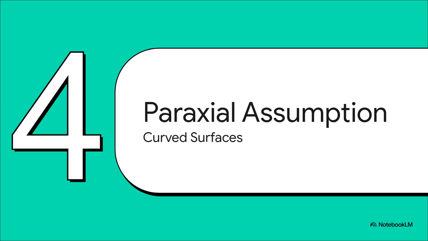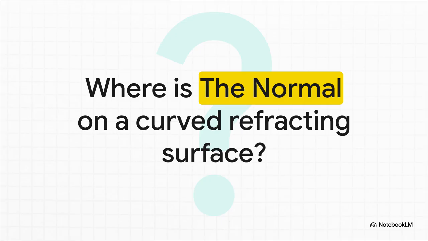All right, Section 4, the paraaxial assumption. Up to this point, we've only been talking about perfectly flat surfaces, but the human eye, and specifically the cornea, is decidedly not flat. So consider this rather significant problem. We established that Snell's law relies entirely on measuring against the normal, but on a curved surface, where in the world is the normal? The reality is, the normal is constantly changing at every single microscopic point along that curve.